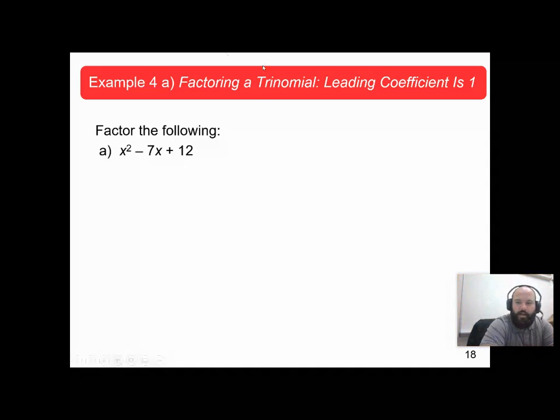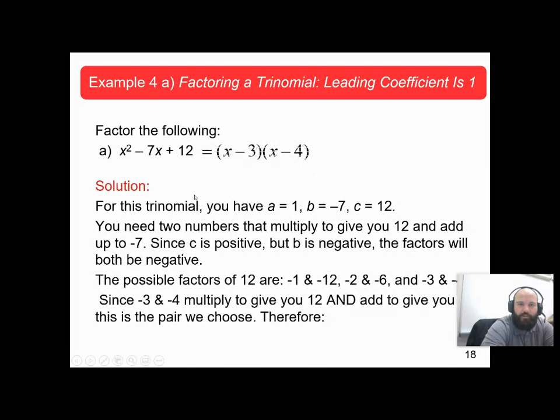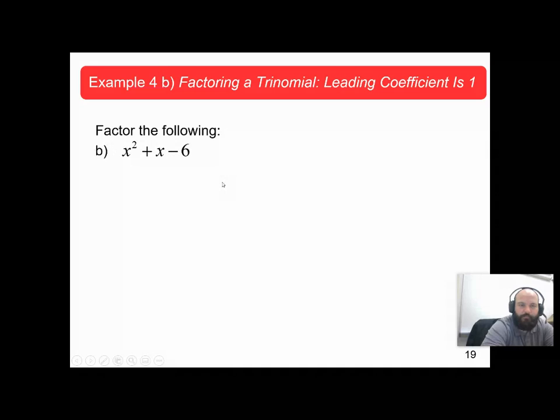If we get in our head the two numbers that we need, which are negative 3 and negative 4, you can simply split them into the two factors. And you can see it becomes x minus 3 and x minus 4. It's because negative 3 times negative 4 gives me positive 12, but negative 3 minus 4 gives me negative 7.